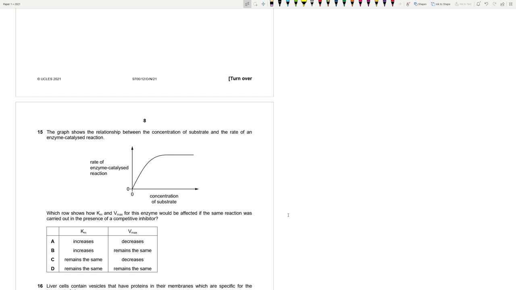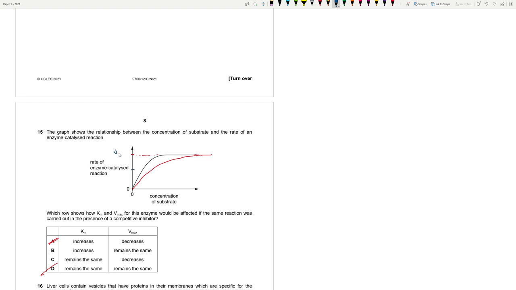which shows how Km and Vmax for this enzyme would be affected if the same reaction was carried out in the presence of a competitive inhibitor. So what happens when you use a competitive inhibitor? Any clue, guys? Basically, the graph becomes like this. It takes longer to reach Vmax. Do you understand? But Vmax remains the same. However, it takes longer to reach Vmax.